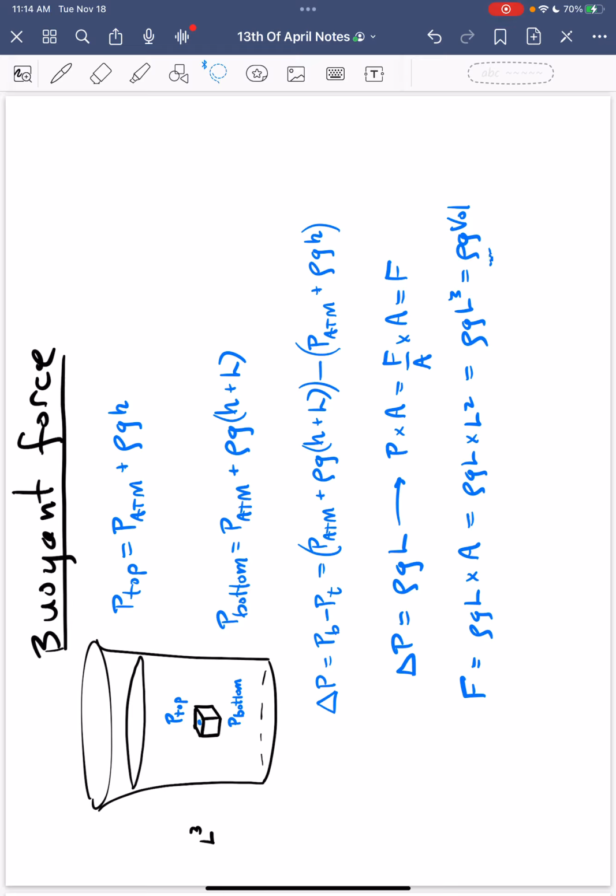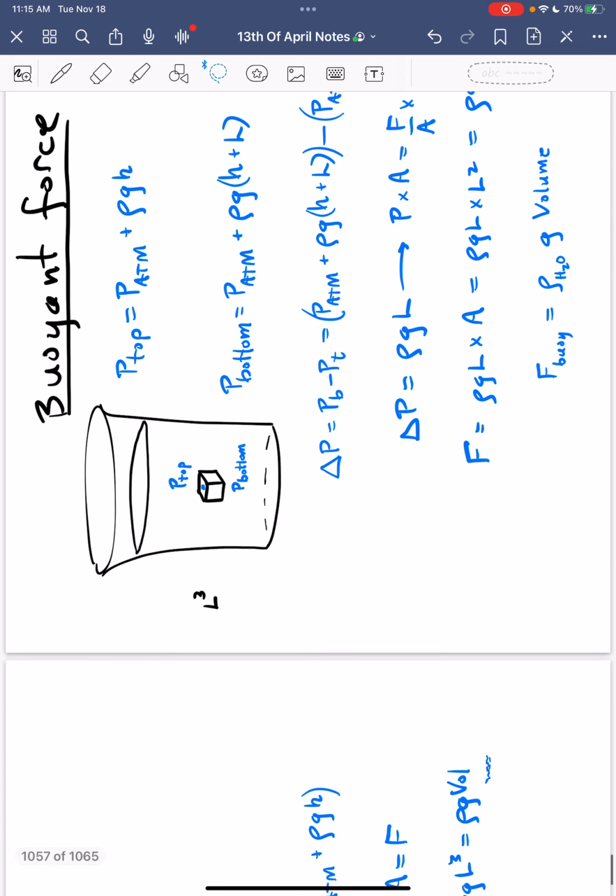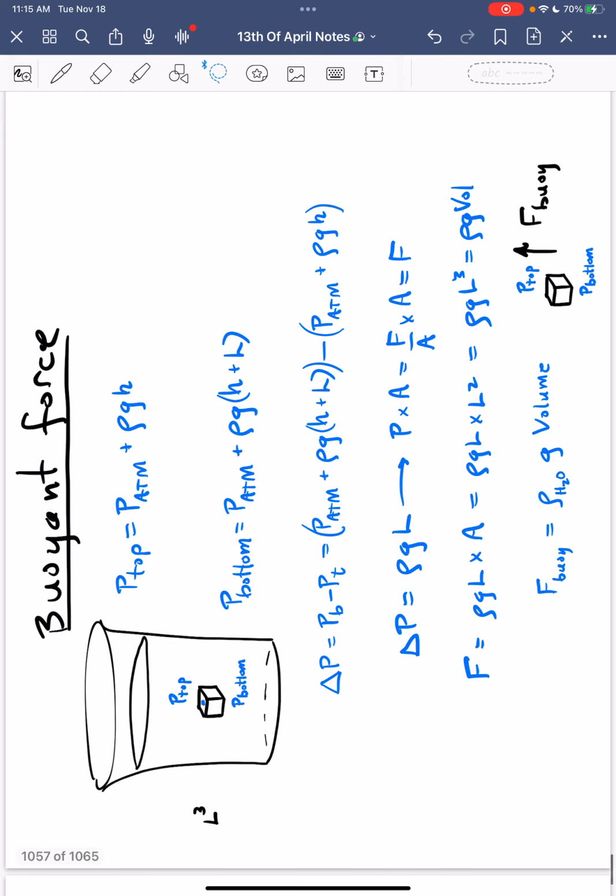So it's rho, the density of water, times g, 9.8 meters per second squared, times the volume of the cube. And so what we can say is that the buoyant force of any object that is placed in water is equal to the density of water, not the density of the object, but the density of water, times gravity, 9.8 meters per second squared, times the volume that is displaced by that object. So this difference in pressure between the bottom of the cube and the top of the cube is what results in the buoyant force. So I say everything is going to have a buoyant force, even if it sinks.